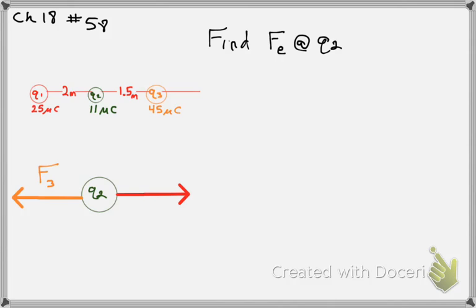There's also going to be a force caused by Q1. This force is going to point to the right for the same reasons. Q2 and Q1 are both positive, so Q2 is going to feel a force wanting to push it away from Q1. Now to find the total electric force, we simply find the net force by finding F1 and F3 and then adding them together.